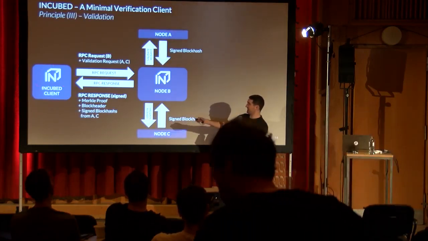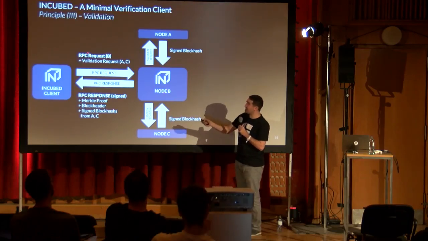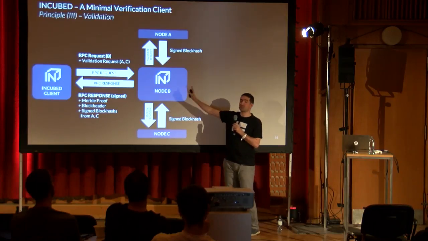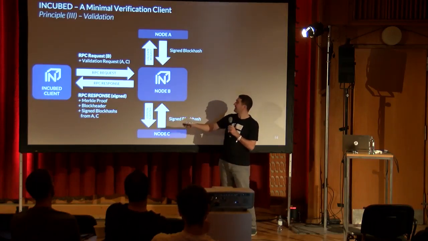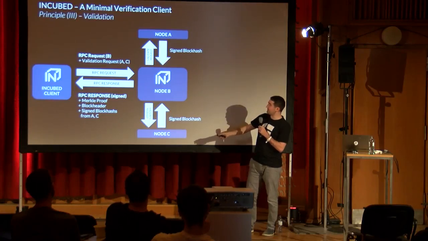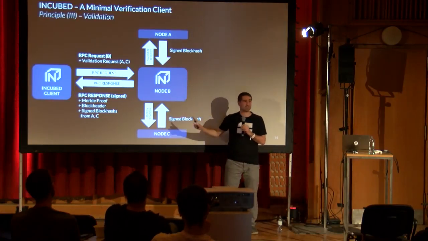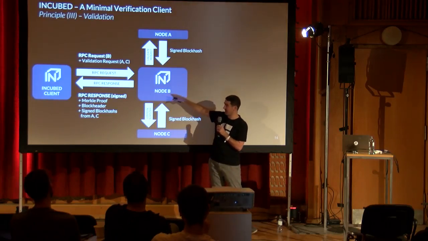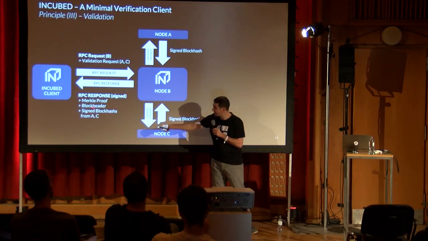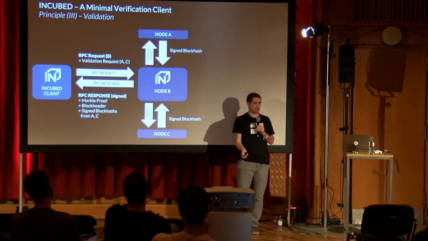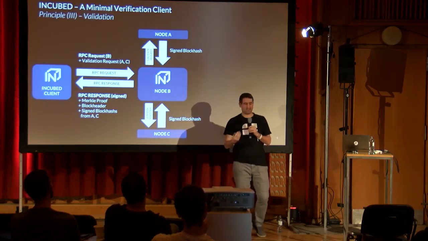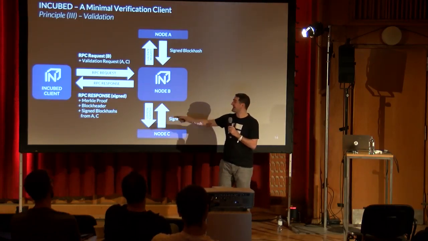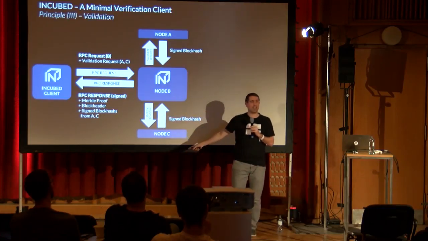And now this is the important part. When the INCUBED client gives the request to some node, it will choose some other nodes here, A and C, and the client is choosing those nodes to sign a block hash. So then node B will ask A and C, and the reason why it's not asking directly is just for bandwidth reasons, that A and C are asked, and they sign a block hash, and node B gives those signed block hashes back in the response. So what does the client have now? They have a Merkle proof based on a block header, and they have the hash of the block header signed by two nodes they asked for.